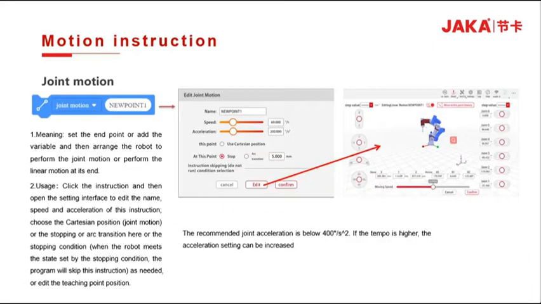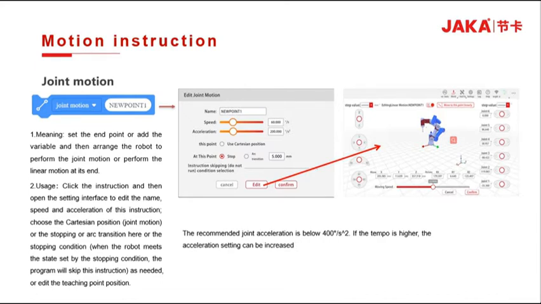Let's take a look at programming instructions for joint motion. As previous, we can see all the actions we can do for joint motion. But different from linear motion, the speed and acceleration of joint motion refer to the joint's movement. The recommended acceleration of a joint motion during programming is below 400 degrees per square second.